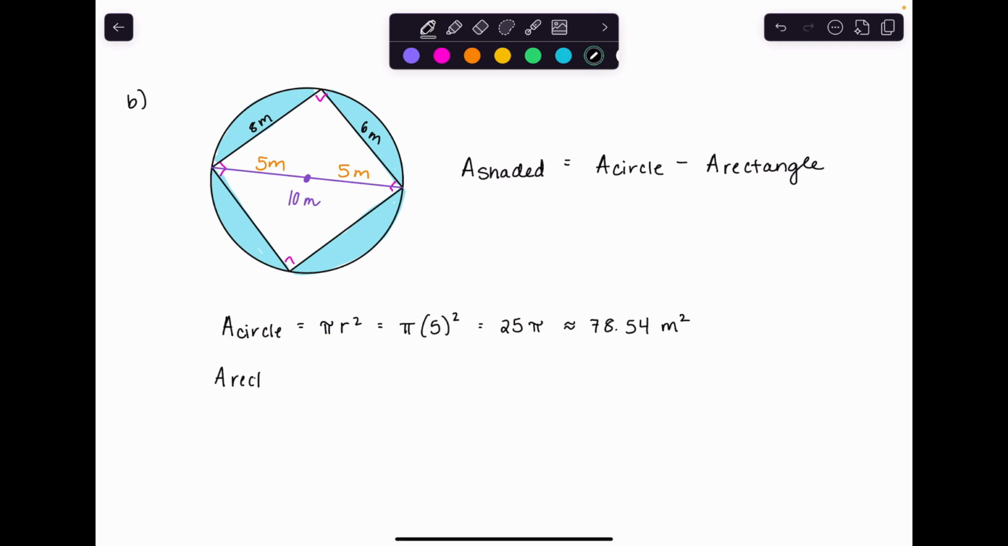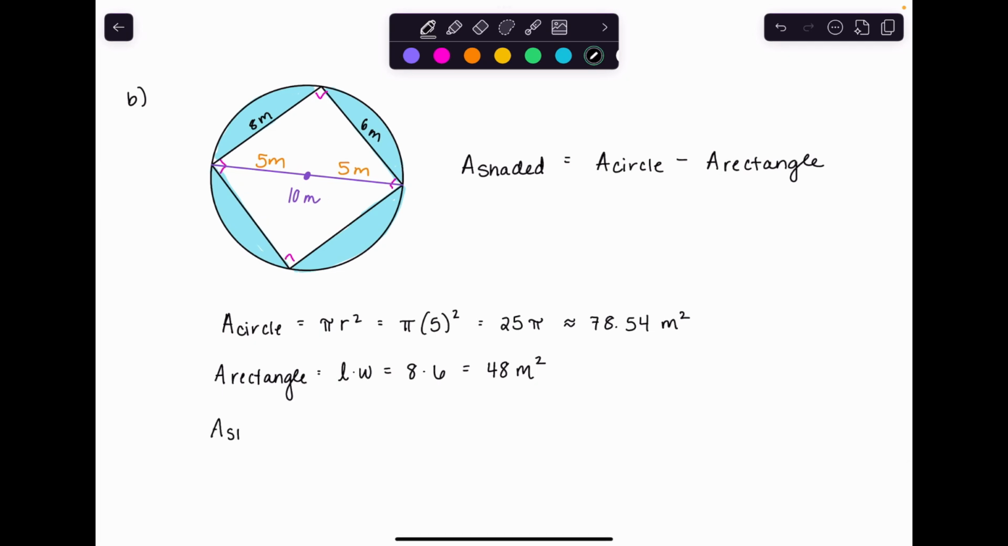Next up, I got to find the area of the rectangle. And thankfully, that's much easier. It's just the product of the 2 sides. So it is the length times the width. The length is 8, the width is 6, so the area is 48. And the units are the same, it is meters squared.